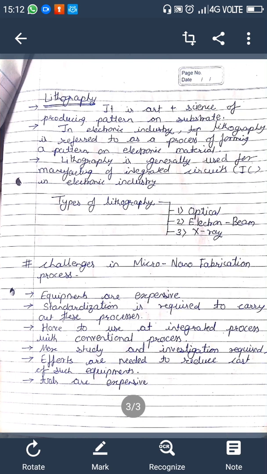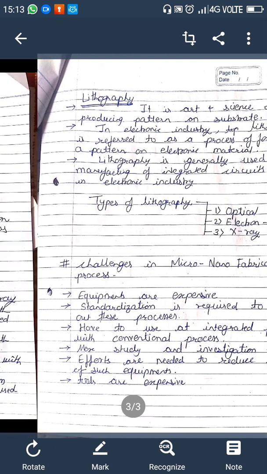There are three types: electron, electron beam, and X-ray lithography. Then we are coming to the last point of today's section, which is challenges in micro and nano fabrication techniques.